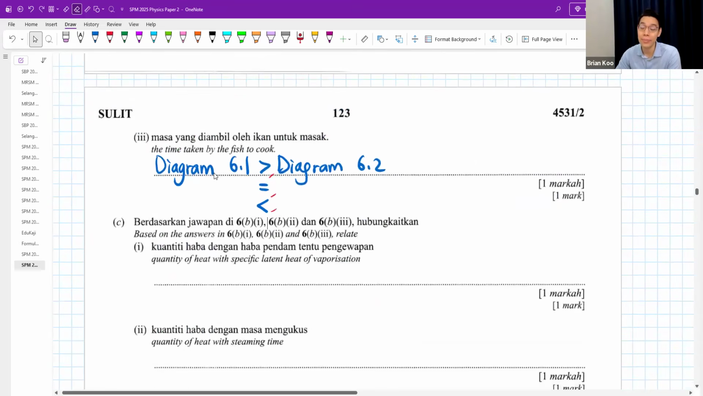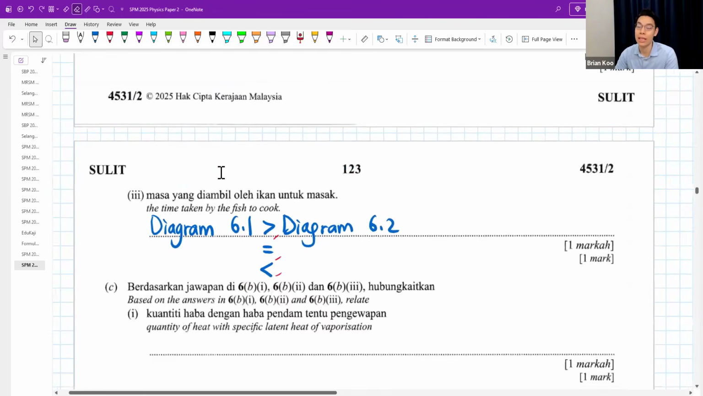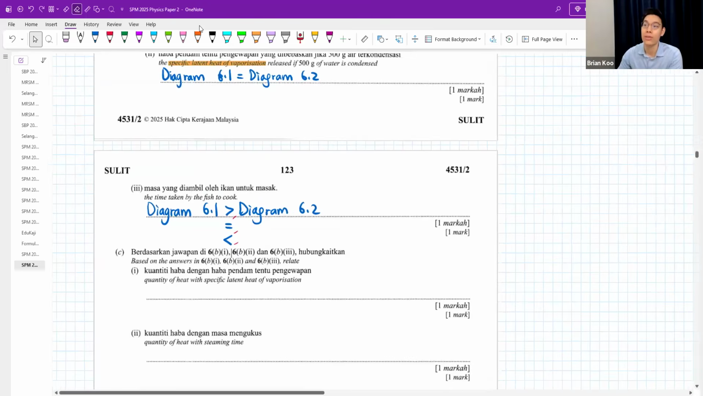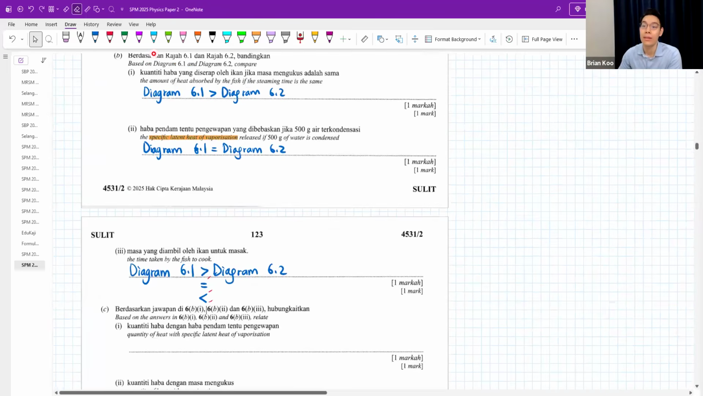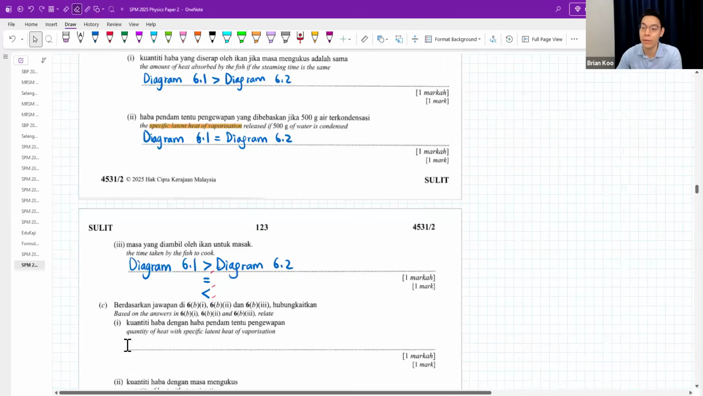Okay, so part C, they say, based on your answer in B1, B2, B3, relate the quantity of heat with the specific latent heat of vaporization. You can say the quantity of heat does not affect the specific latent heat of vaporization. Or you can say, when the quantity of heat increases, the specific latent heat of vaporization is unchanged. Also can. Okay, there are a few ways to answer this.